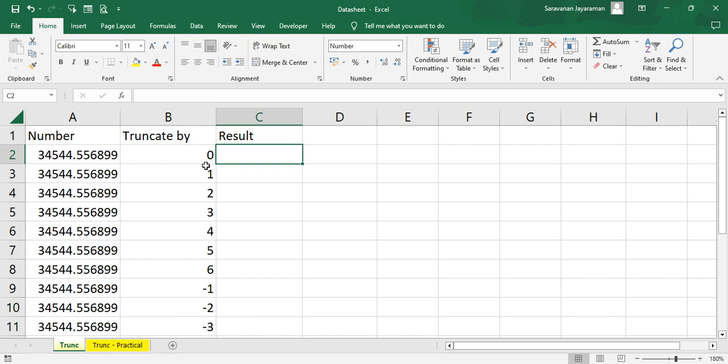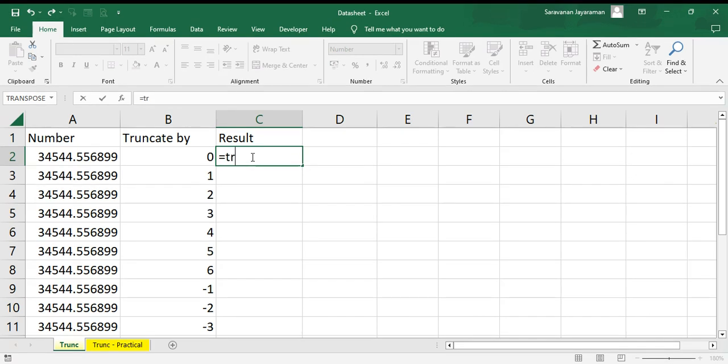Here we truncate by 0, 1, 2, so 1 decimal, 2 decimals, and so forth. Let's see. The formula in C2 would be equals TRUNC, open bracket, the number which you want to truncate. I want to truncate this number which is in column A, so I'll put A2, comma, the number of digits. So what is the digit we want to truncate to?